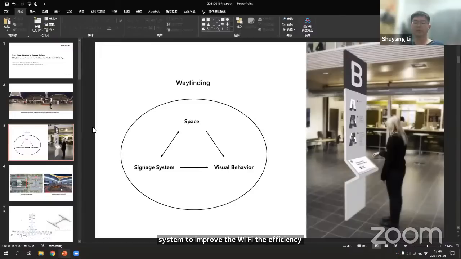And wayfinding behavior is related to human cognition. Actually, according to wayfinding research, space and the signature system interact with each other and affect the visual behavior of passengers. However, designers tend to ignore the passengers' wayfinding behavior when they design the signature system and wrongly assume that wayfinding is synonymous with signature. As a result, the signature system could not satisfy the passengers.